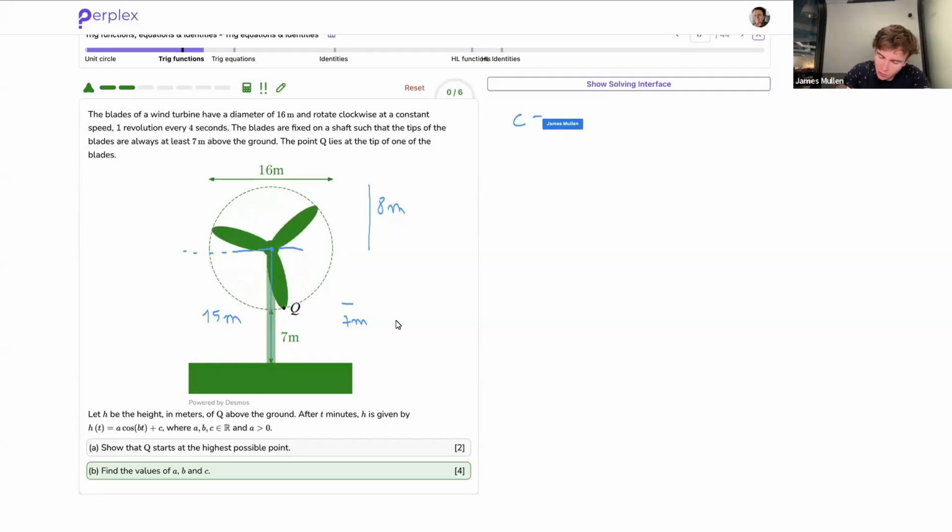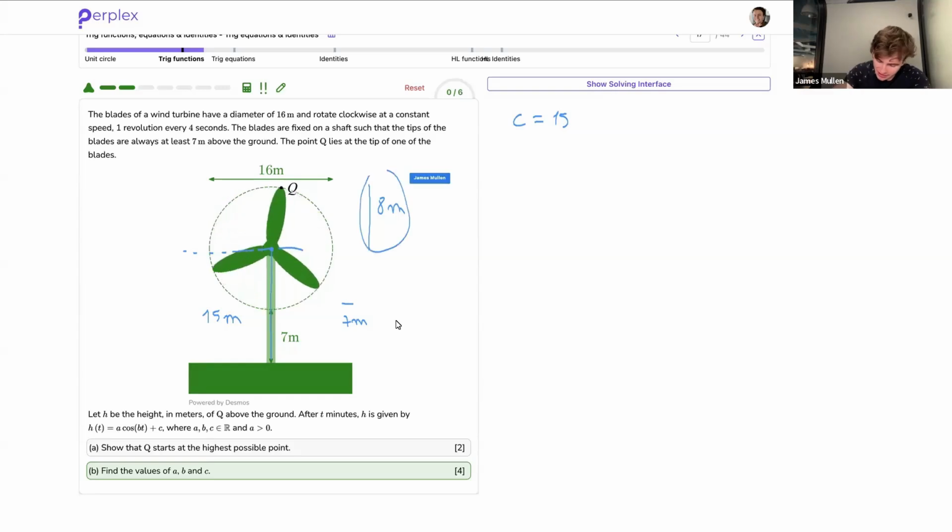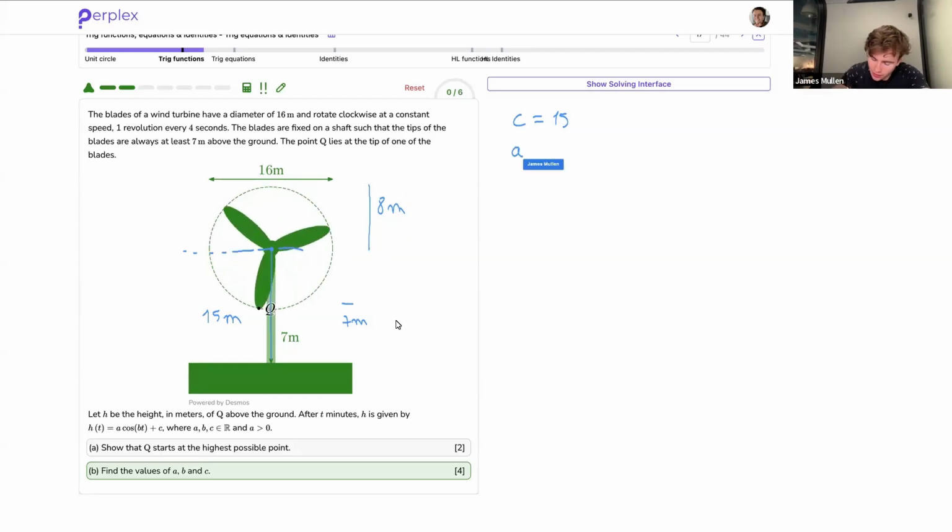That means that c is equal to 15, because the midline is when the cosine goes to 0, and all I have left is c. So c is equal to 15. Then the amplitude a is just how far above and below that midline the point can reach, and we see that that's just the radius, 8 meters. So a is equal to 8. Now the hard part of this question is figuring out what the value of b is.